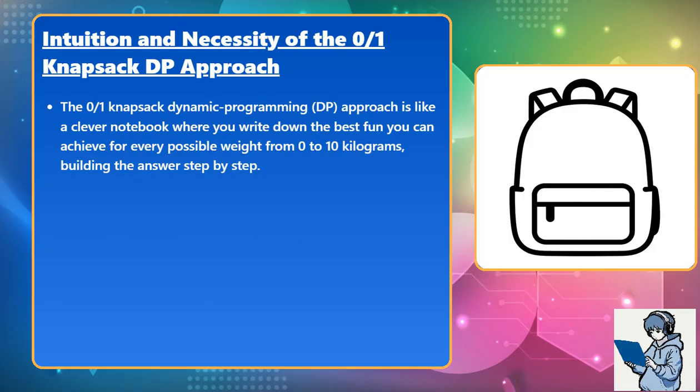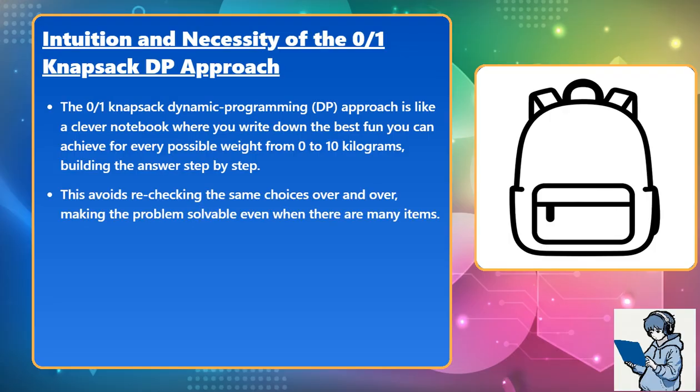The 0/1 Knapsack Dynamic Programming (DP) approach is like a clever notebook where you write down the best fun you can achieve for every possible weight from 0 to 10 kilograms, building the answer step by step. This avoids rechecking the same choices over and over, making the problem solvable even when there are many items.